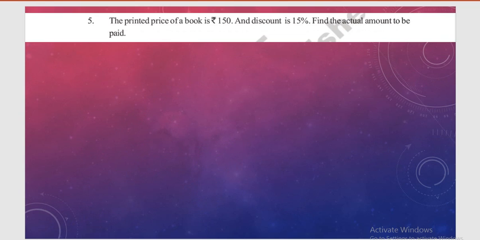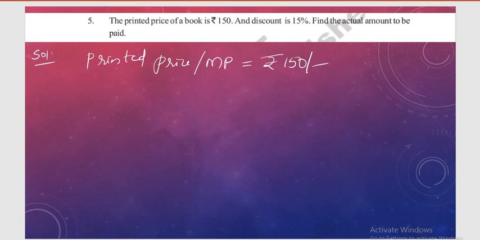Now let's move on to question number 5. Now let us see, what is given? The printed price of the book is given. So what is meant by printed price? Already we have discussed, right? Printed price is nothing but we call it as market price. So what is market price given? Rupees 150, right? Next what has he given? He has given a discount. See here, discount is given in percentage. So 15% he has given.